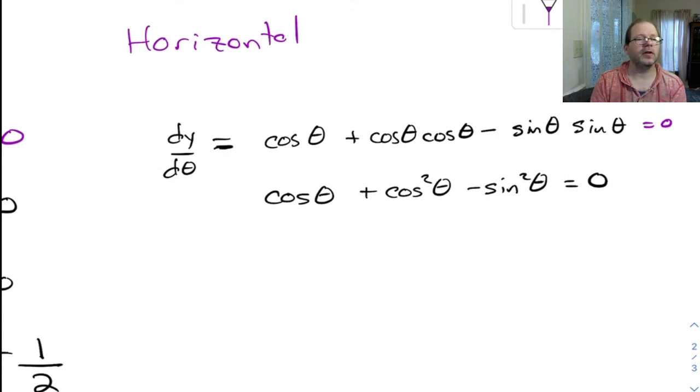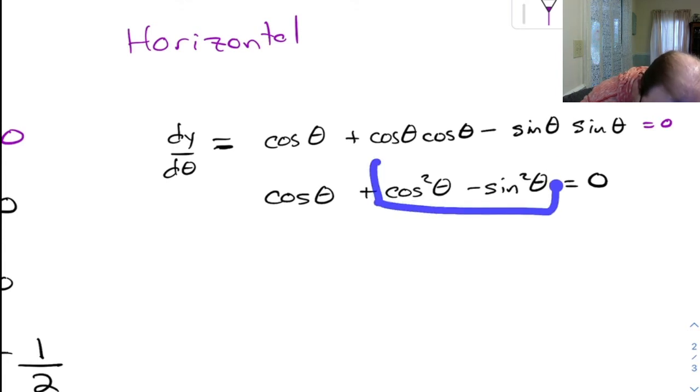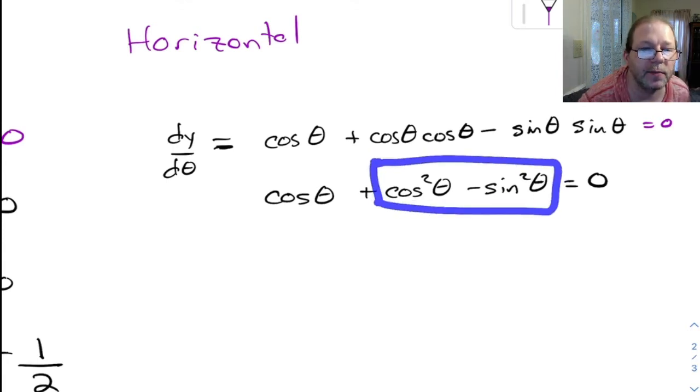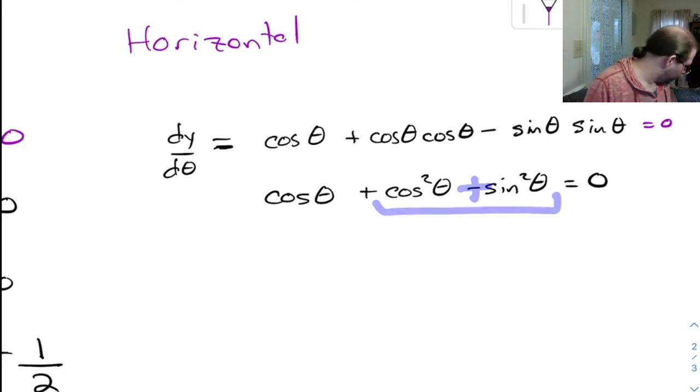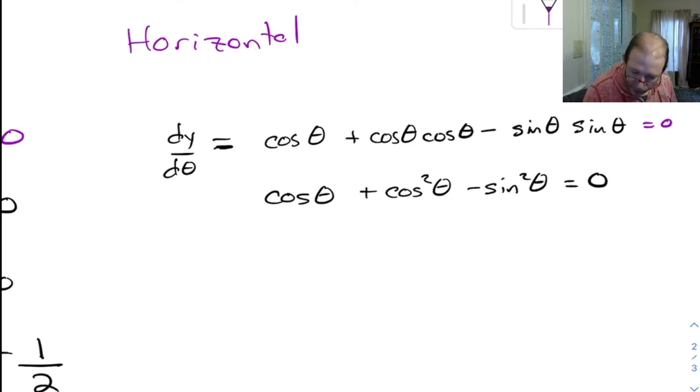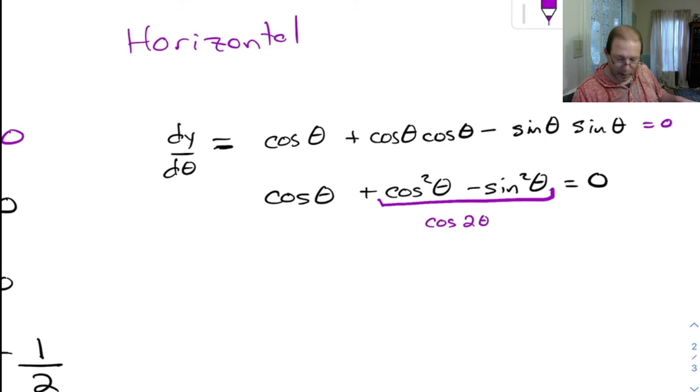At first I looked at this and I couldn't figure out what to do. It's tempting to try to make this into 1, but you can't do that, because this would have to be a plus in the middle to make this 1. But there is an identity that'll work here. This isn't on the formula sheet, but it is in the front of the book. This is equal to cosine 2 theta, and cosine 2 theta is equal to 2 cosine squared theta minus 1.